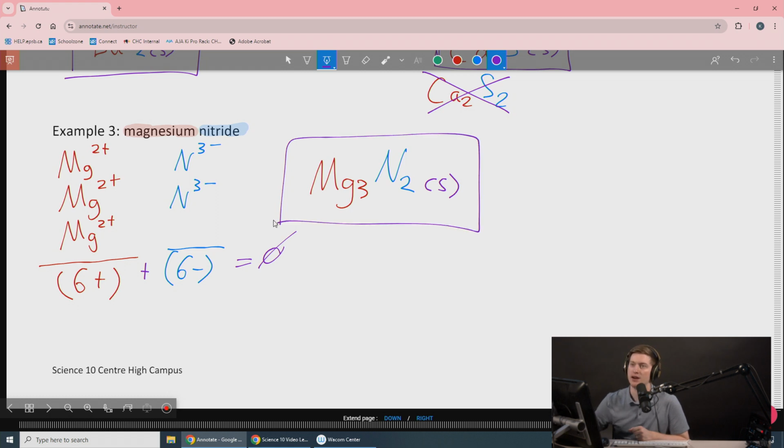And that is our end. Remember, there's no charges on these. Yes, each one is charged, but when we match them together, the charges have canceled. So the compound itself has a net charge of 0 because I've got 6 negative charges here and 6 positive charges here. So overall, it's canceled out.